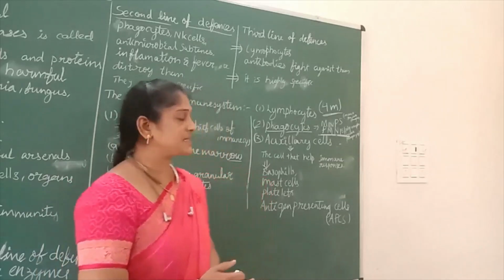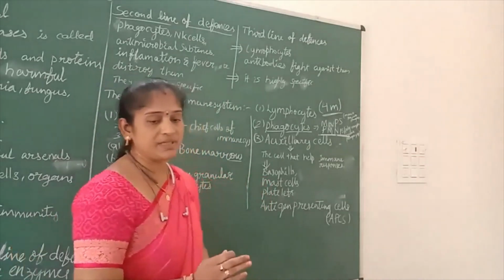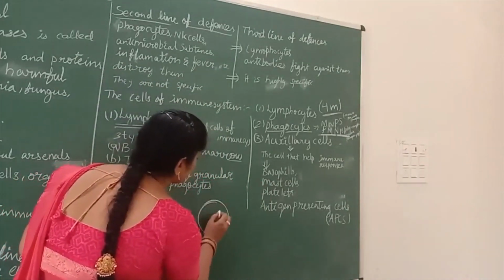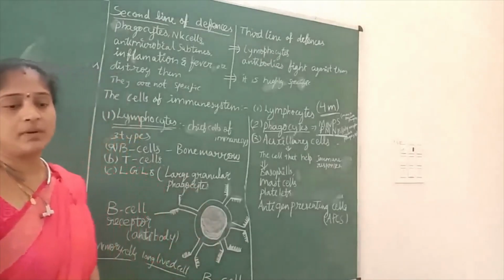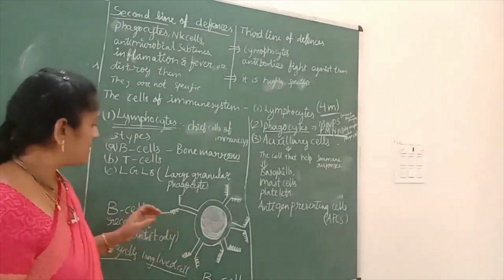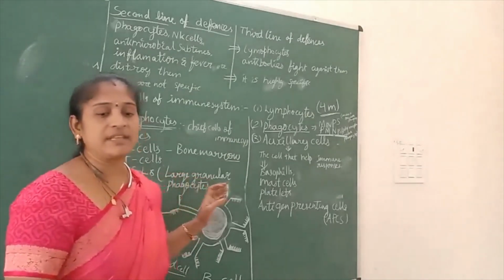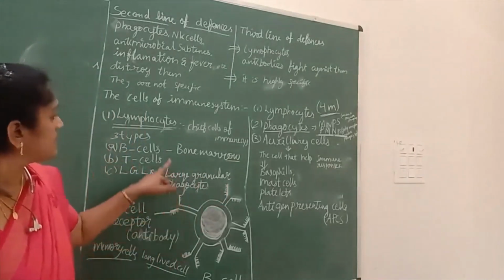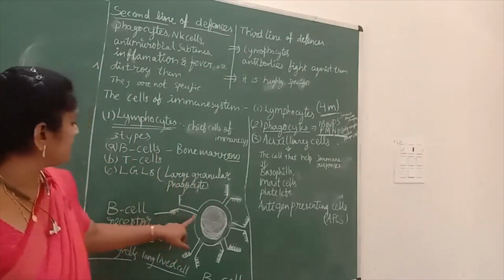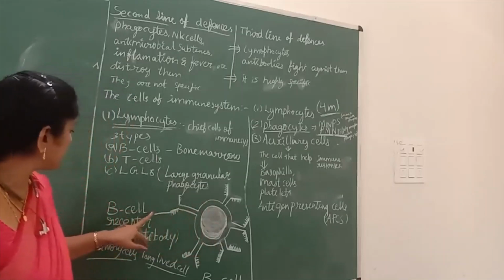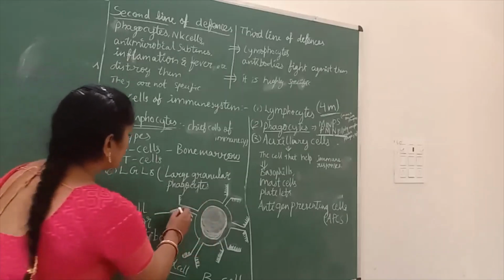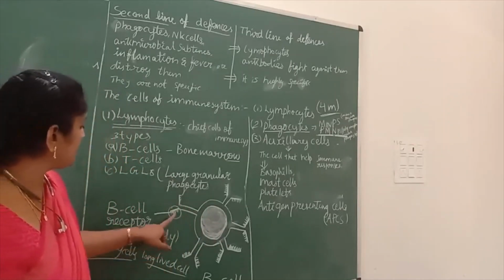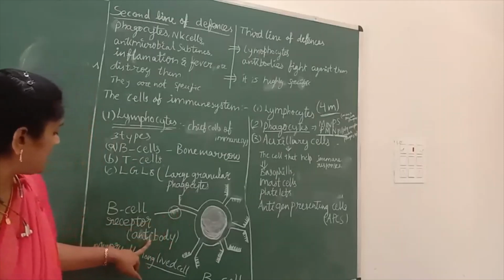So let us see the B cell structure. The memory cells store information about the specific antigen and show a quick response when the same antigen attacks the body. This is the structure of the B cell. This is the shape of the B cell, and these are the sites of the B cell receptors, and it will attach to the antibody.